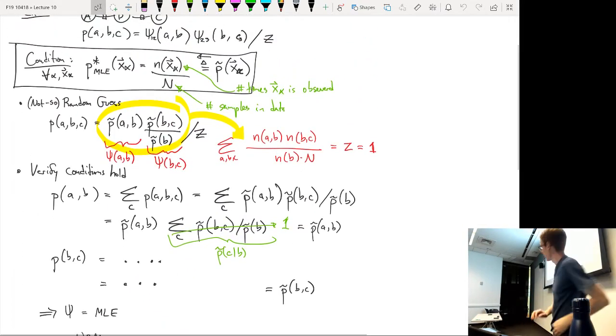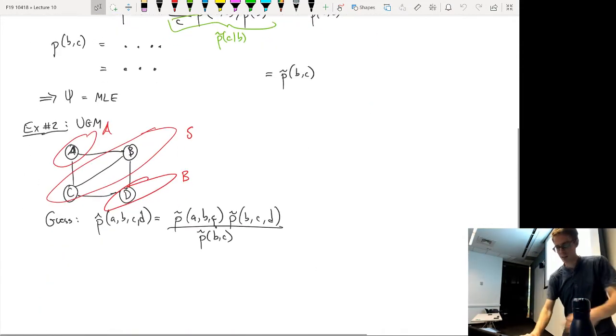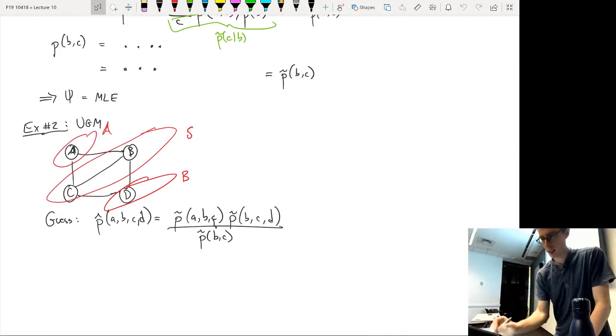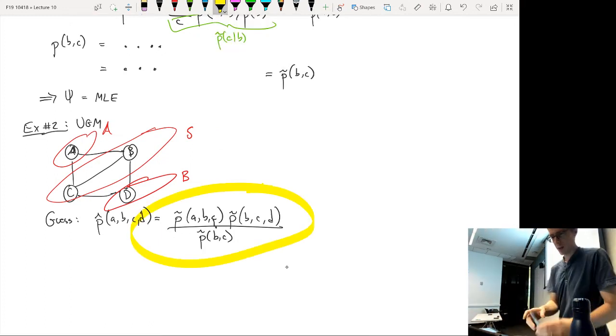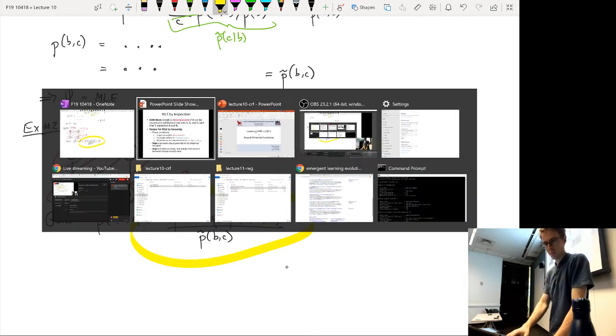Right, we said we multiplied together p tilde ab, p tilde bc, and then we divided out once by the overlap. Down here, we were doing the same thing by multiplying together the two sets and then dividing out by their overlap. Okay, and we could show again that the conditions for maximum likelihood estimates hold in this case.